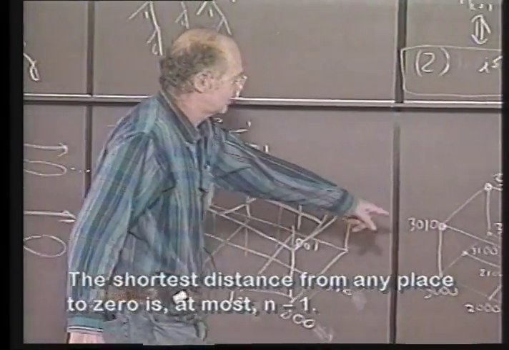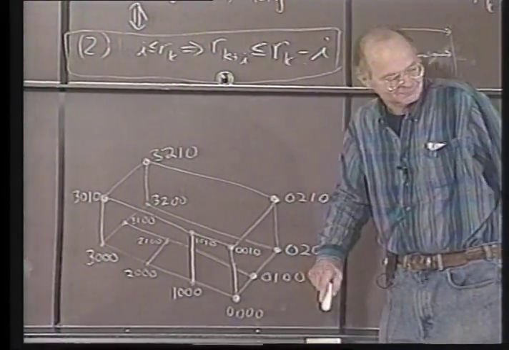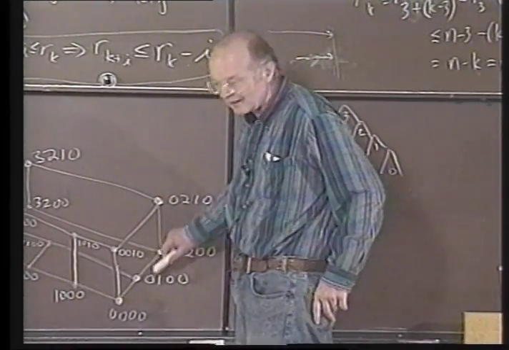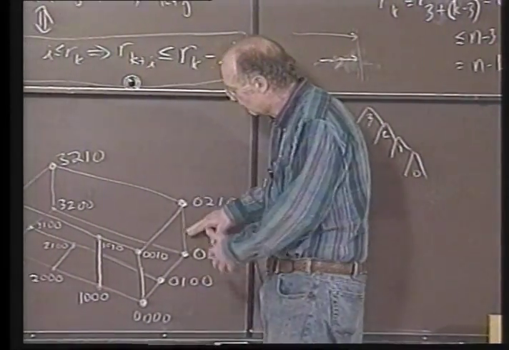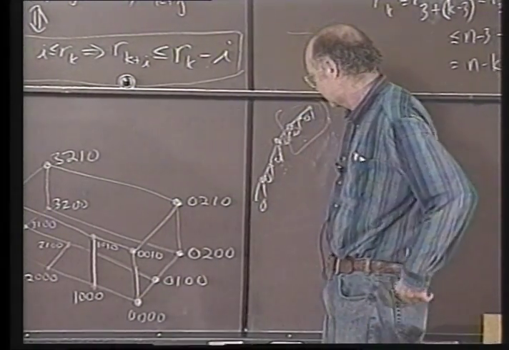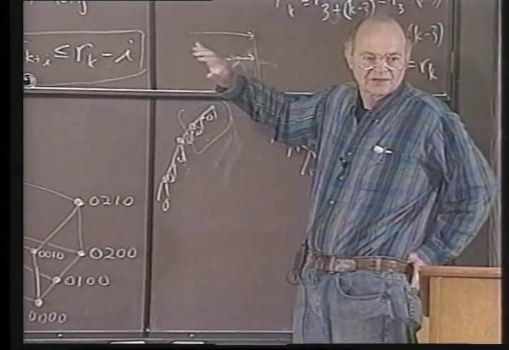Another thing you can notice in this picture is that every vertex has degree n. There's the up degree and the down degree. The up degree is increasing x, y, or z, and the down degree is the other way. But the sum is always 3, and that's true in general. The sum is always n.